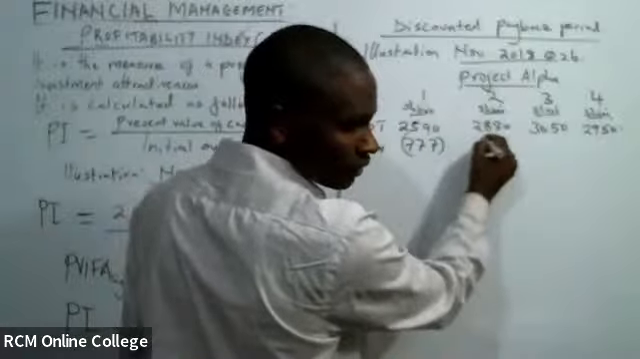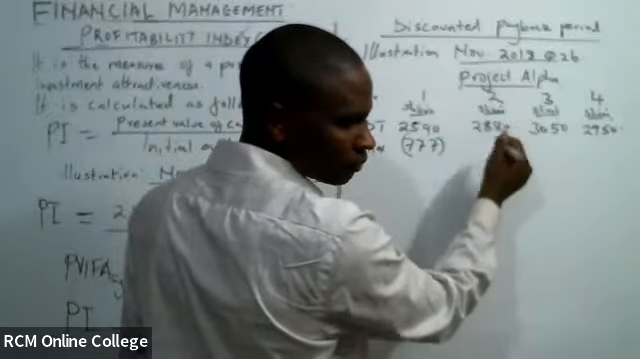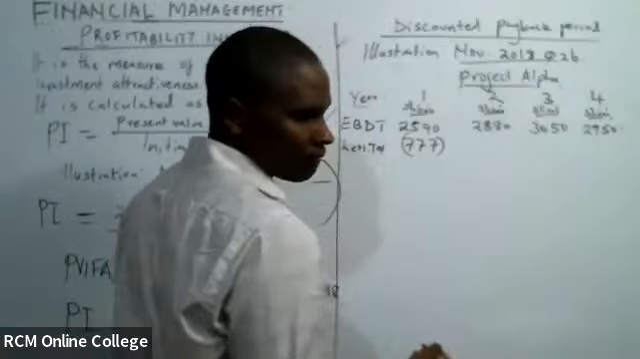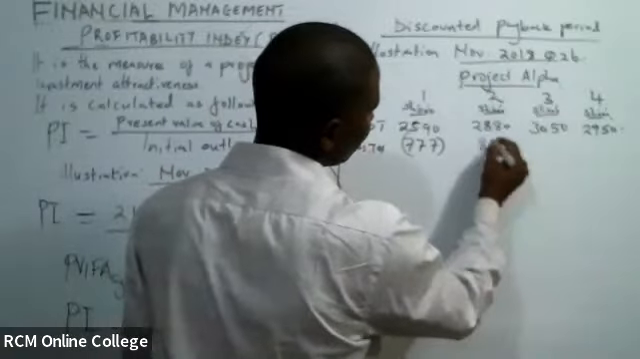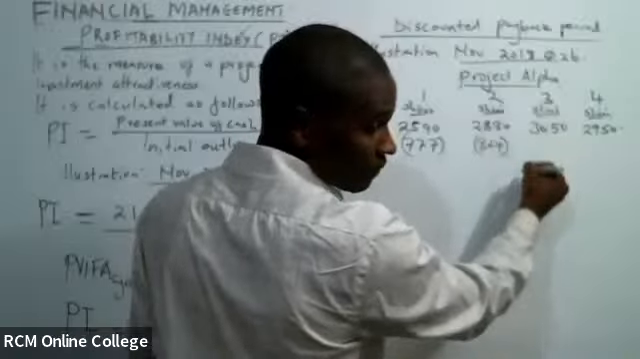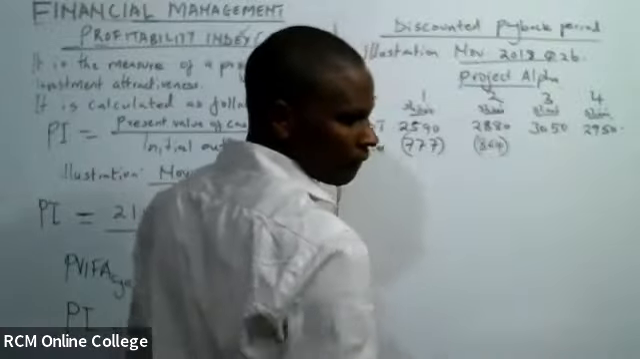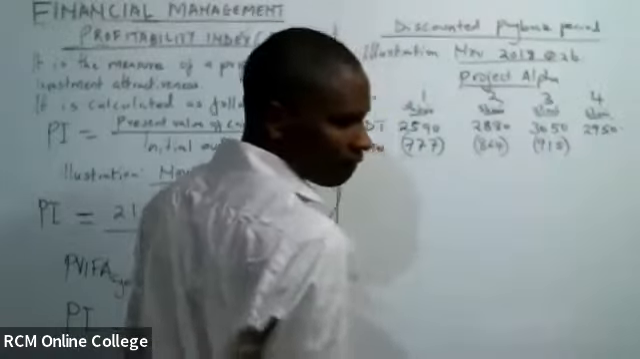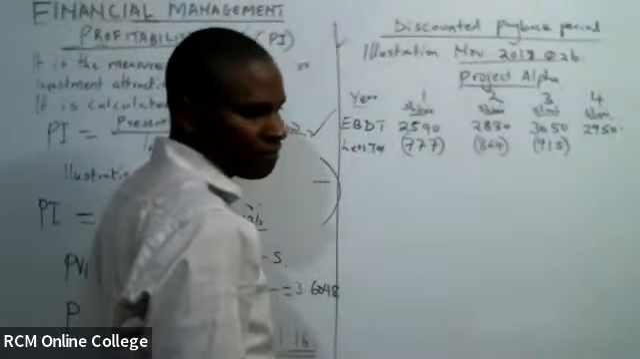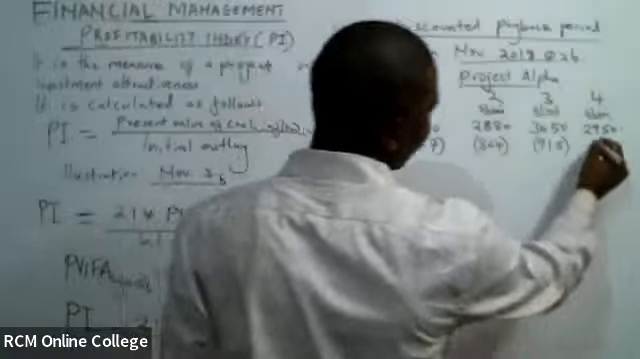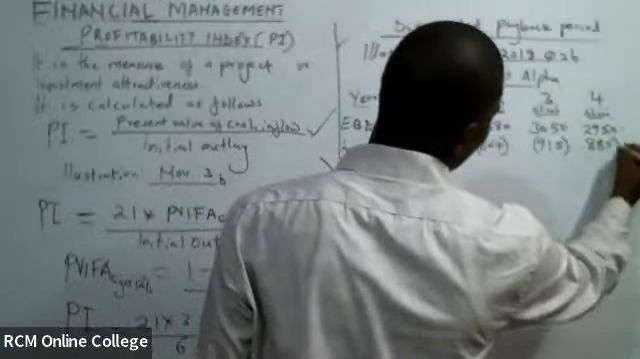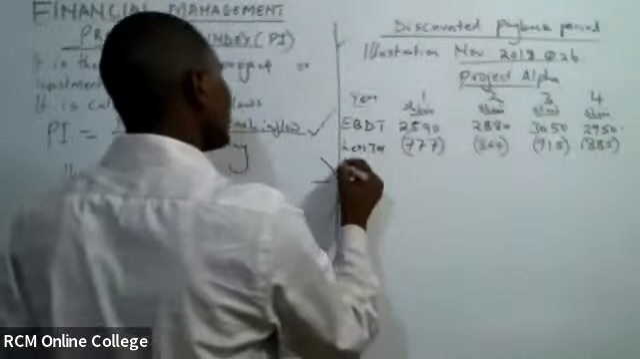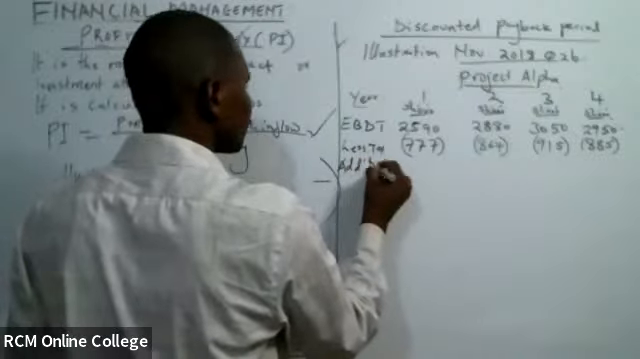The next one, 777. 864. The next one? 915. Next one, 885. Good. Then we add DTS.